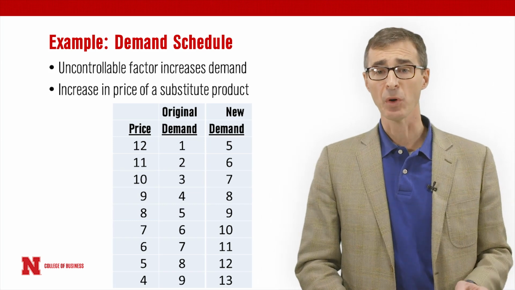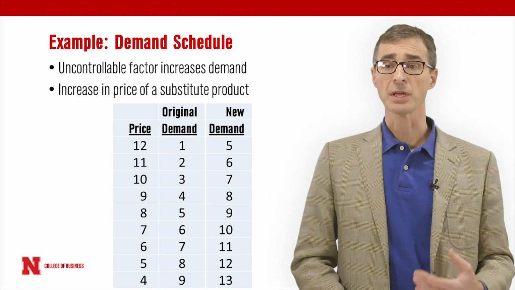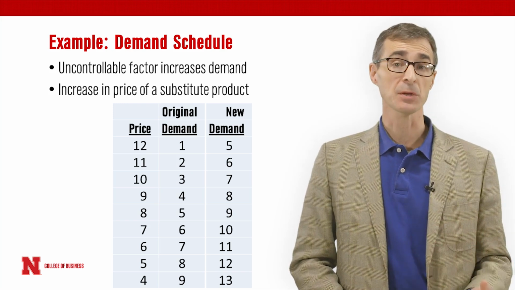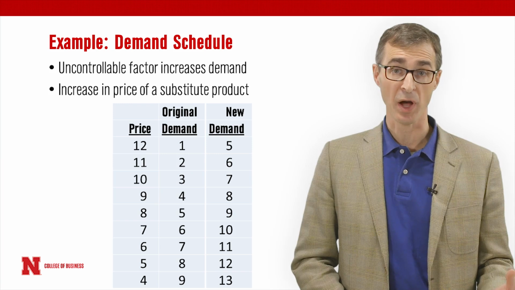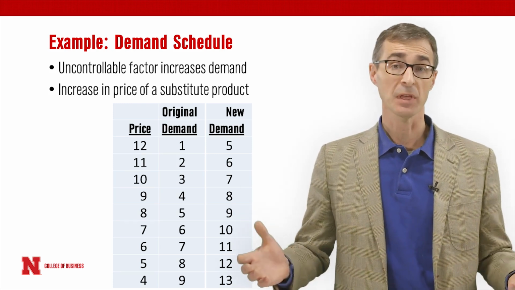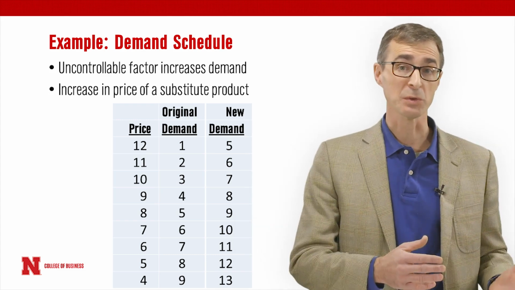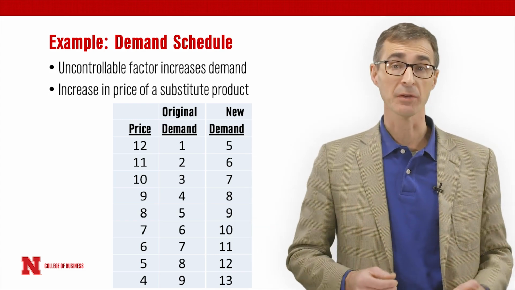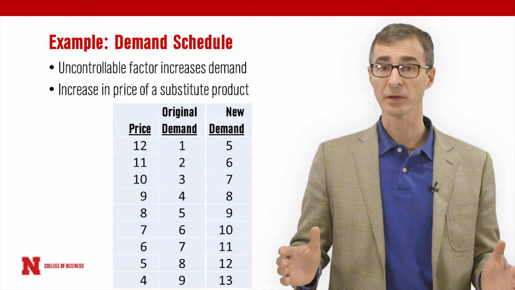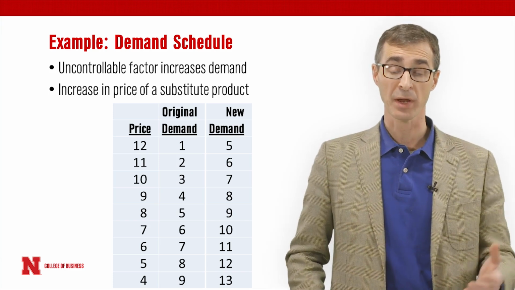Okay, now let's suppose in our example that some uncontrollable factor increases the demand for this particular product. Maybe it's an increase in the price of a substitute product. Coke and Pepsi are two good examples of substitute products. If the price of Pepsi goes up, say, consumers may switch to buying more Coke at any given price point. So let's suppose that an increase in the price of a substitute product causes a shift in the demand for the product in question.